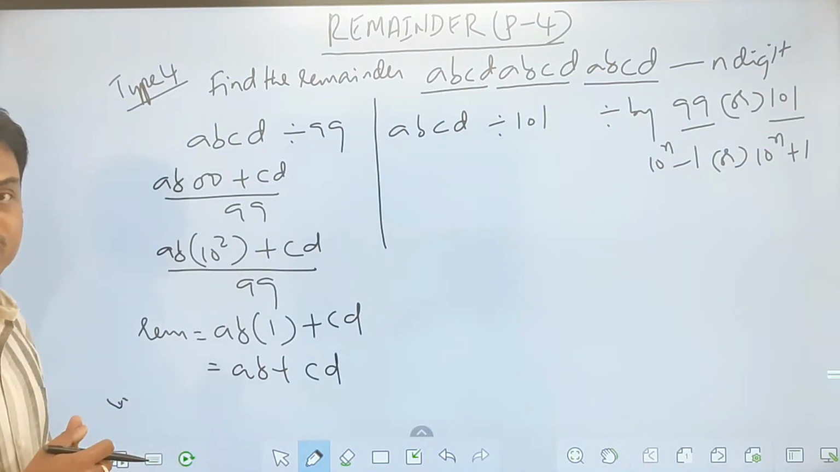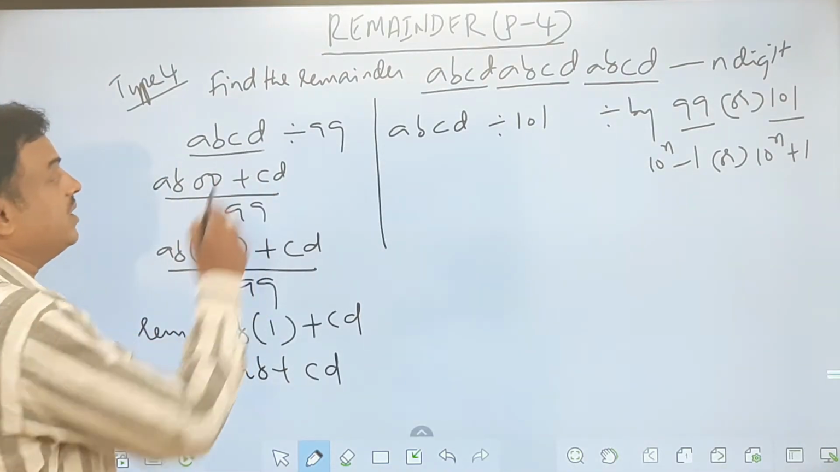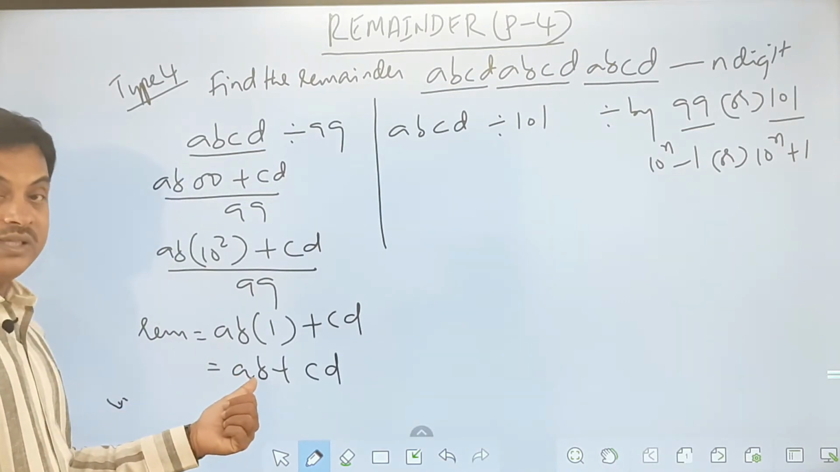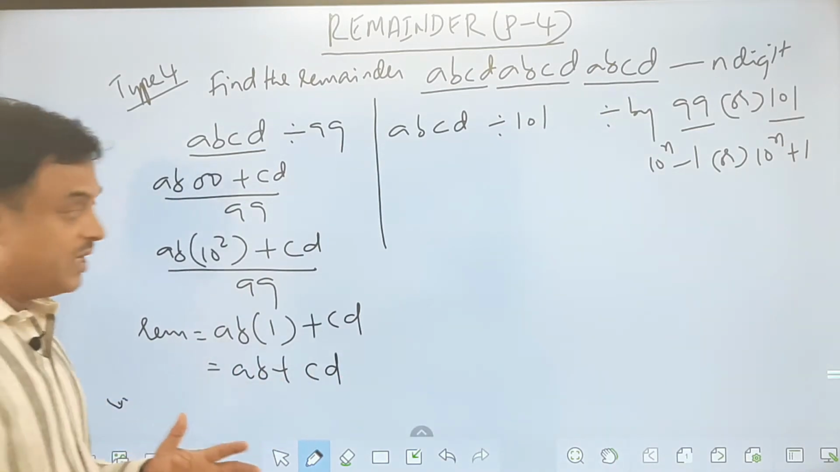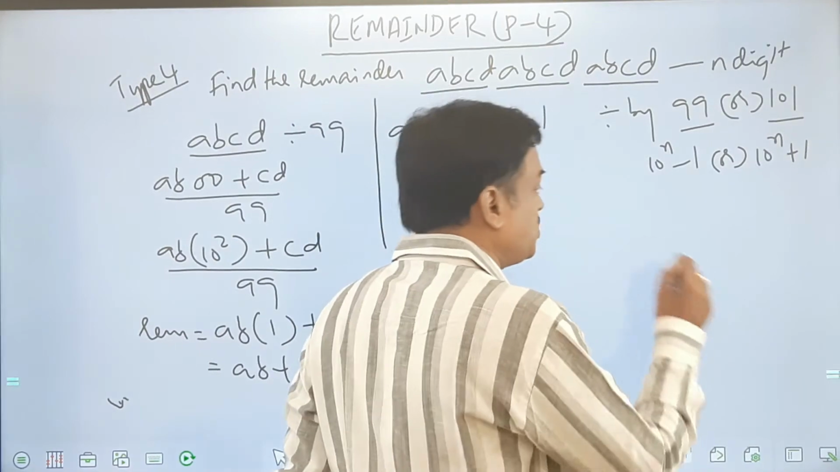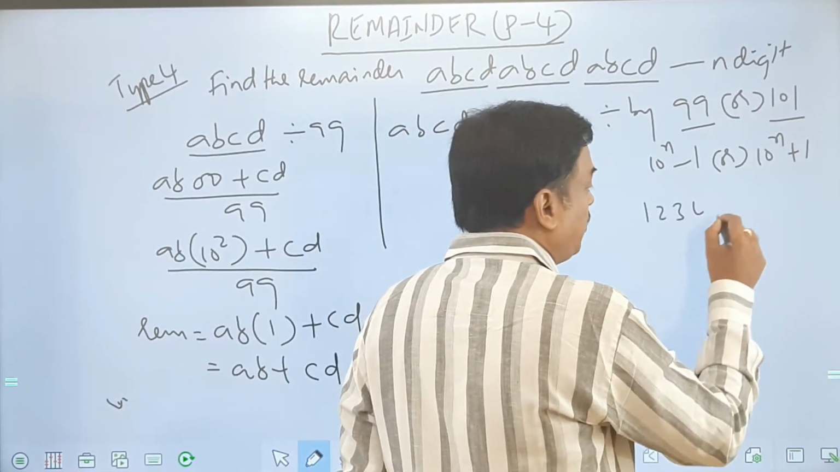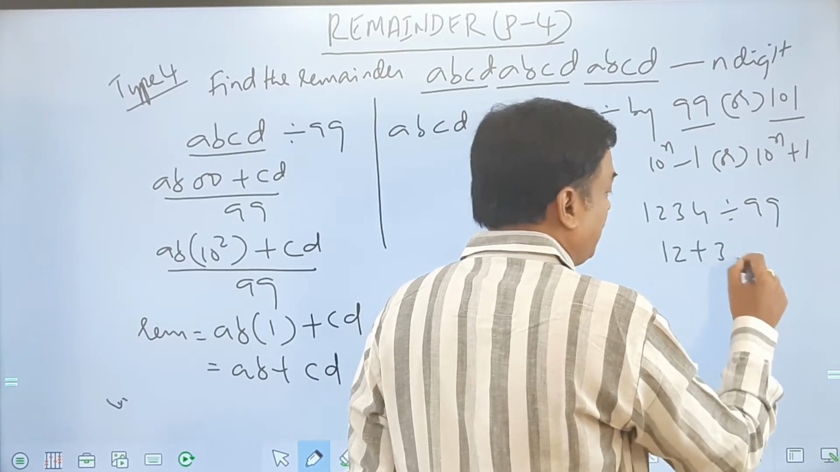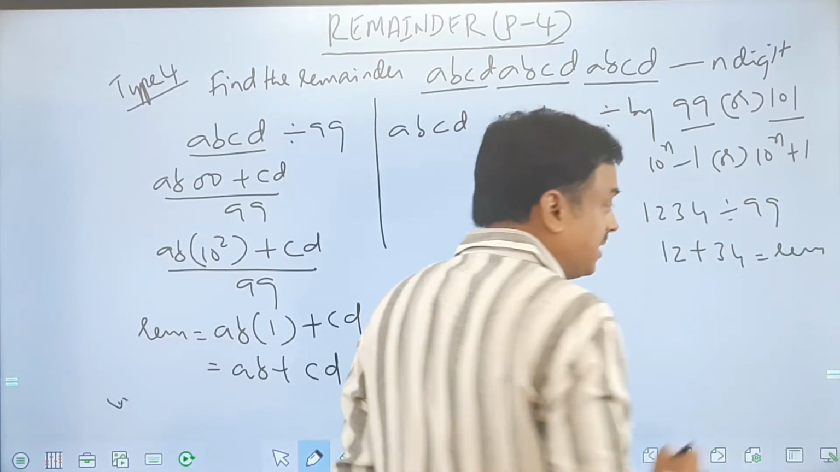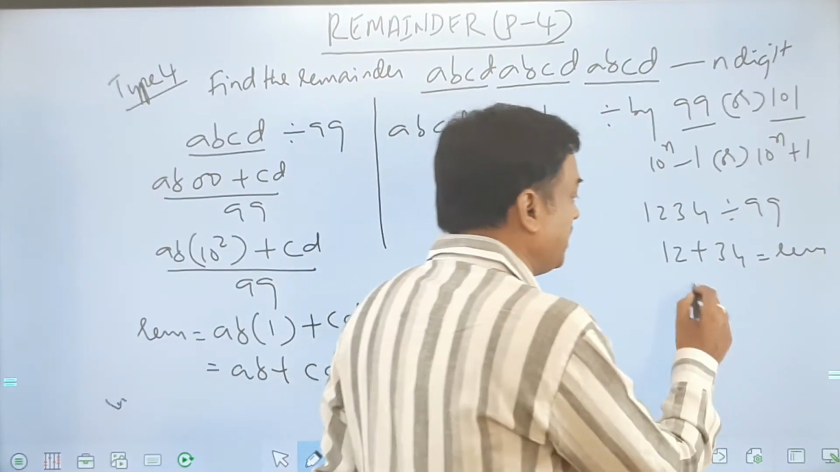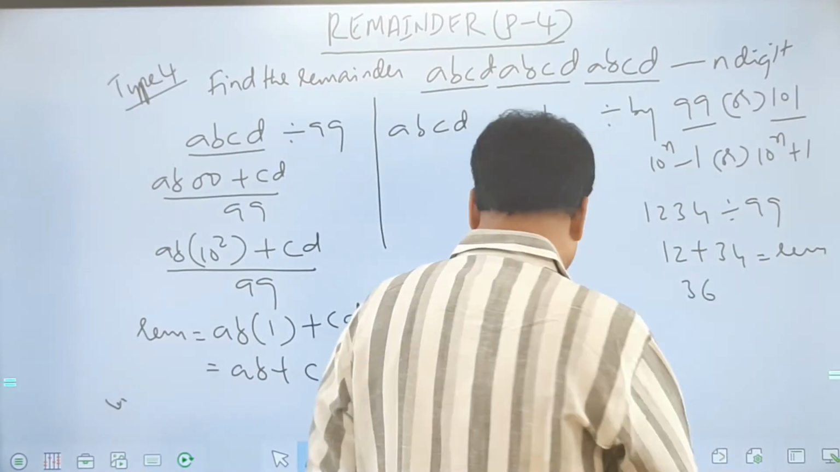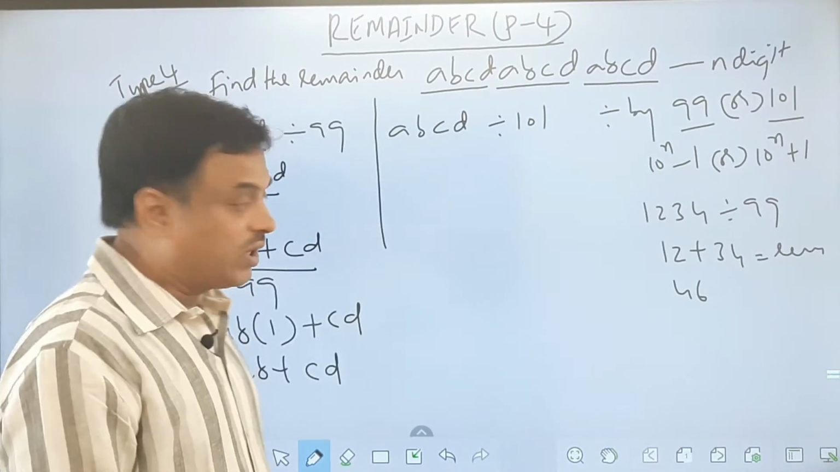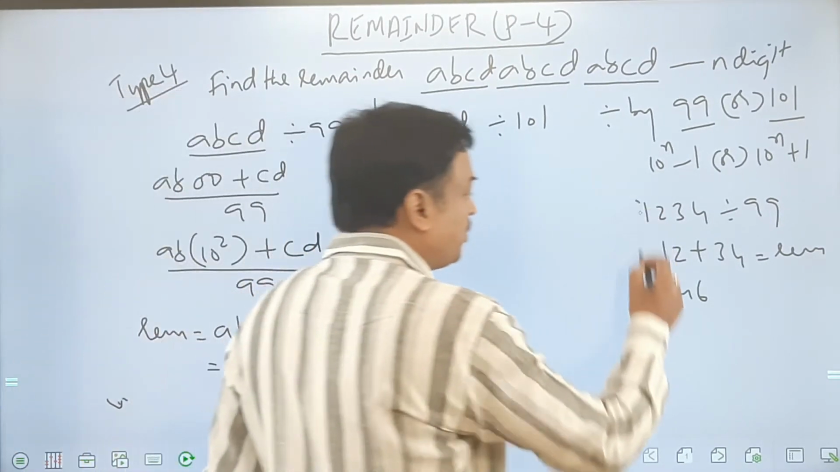So what is my observation, friends? Any 4-digit number, if you divide by 99, I'll get the first 2 digits plus the last 2 digits. So quickly, as an example, 1234 divided by 99 means 12 plus 34 as the remainder. And what is 12 plus 34? It is 46. It's going to be 46 as the remainder. That's the hint which I am throwing here.